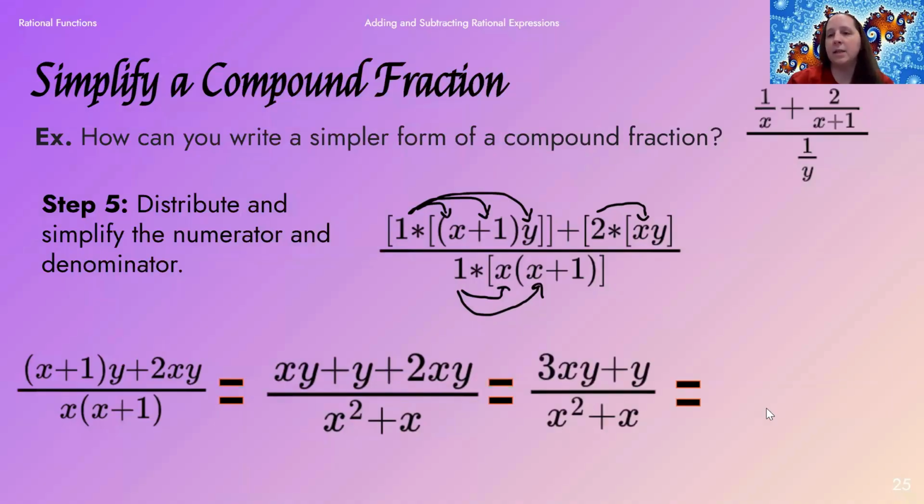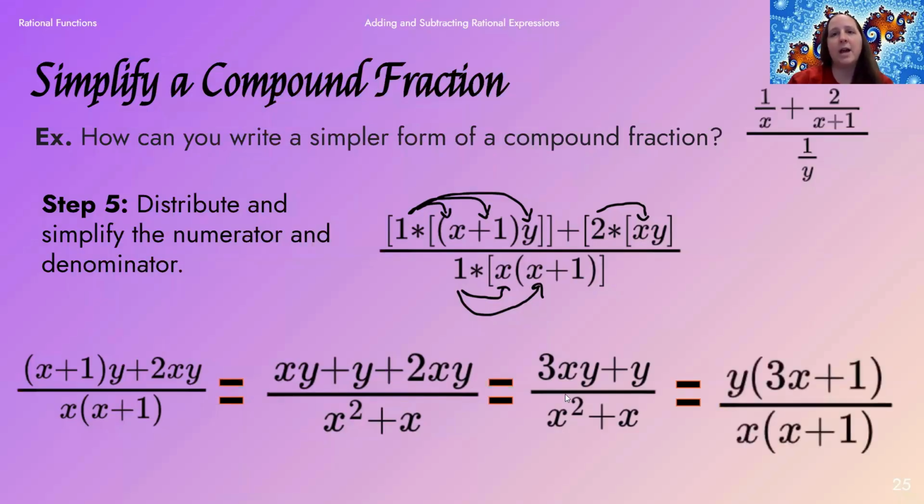And I can leave it like this unless I can see if there's anything that I can factor out. In this case, there's nothing I can factor out, so I can either leave it as the 3xy or the y times 3x plus 1. Either is correct.